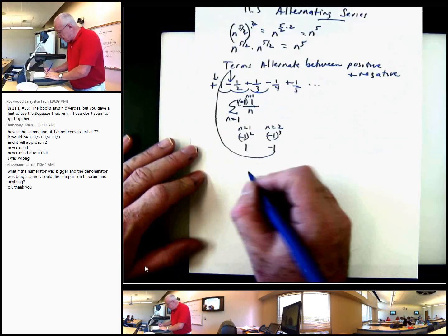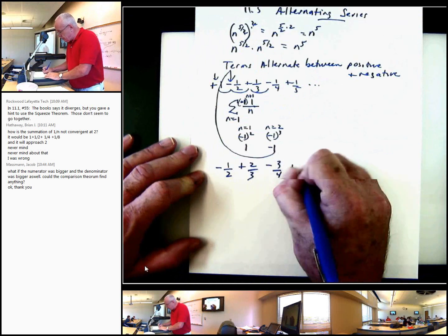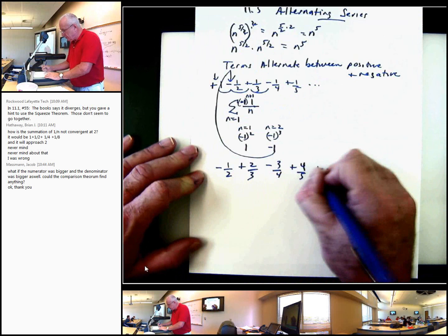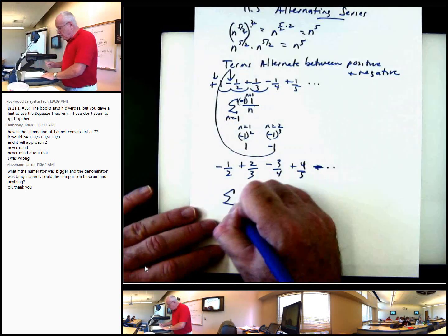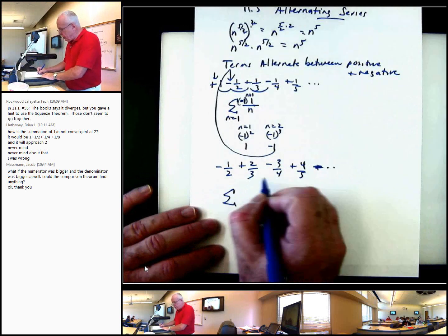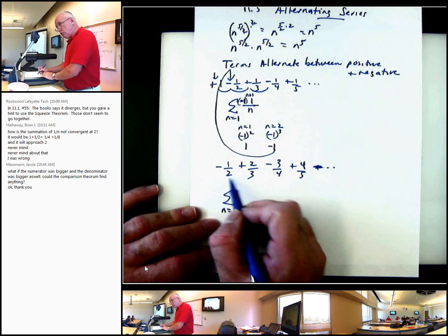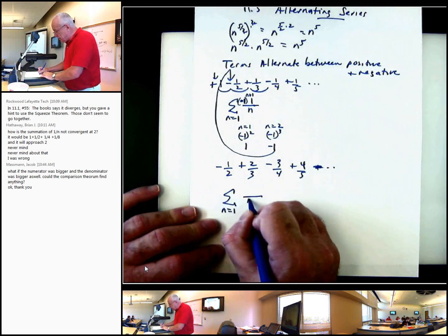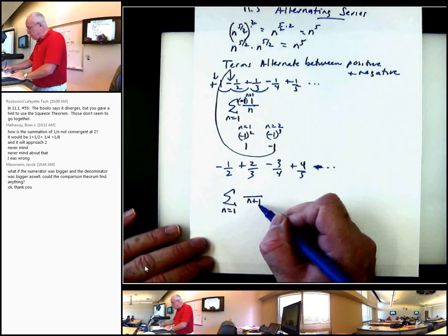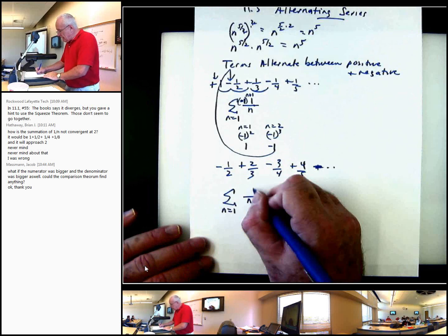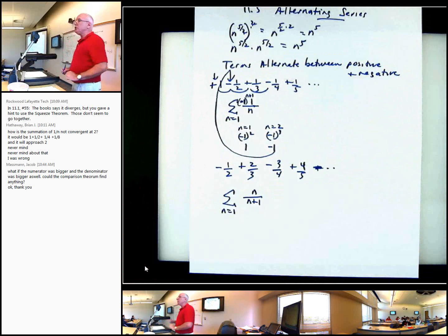Another example of this is, say, -1/2 plus 2/3 minus 3/4 plus 4/5, etc., like this. Again, we're alternating between positive and negative. The way that we can write this is this. Now notice here, if we're starting at n equals 1, these terms begin at the number 2. So this would have n plus 1 in the denominator, because when n is 1, we get 1 plus 1 is 2. Now in the numerator, though, we start at 1, 2, 3, 4, so the numerator would just be the plain n.